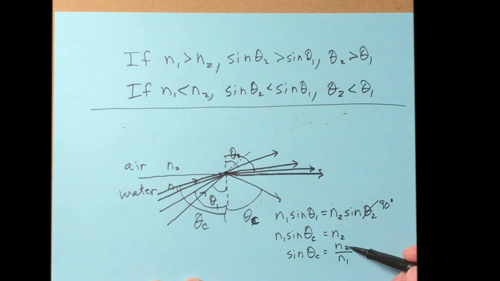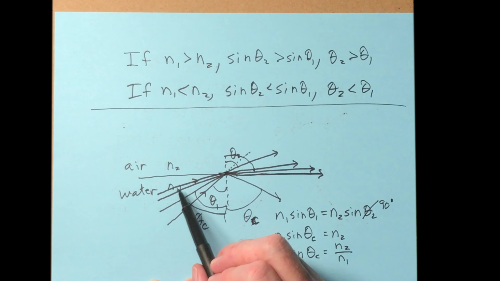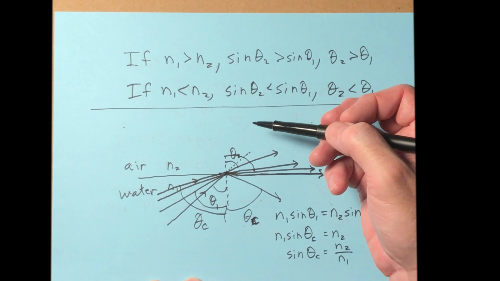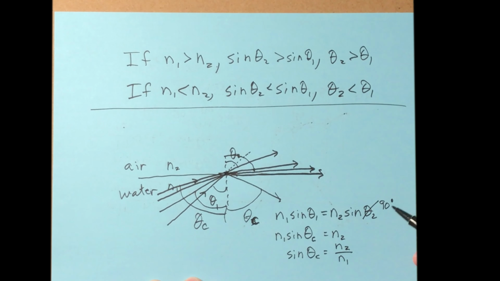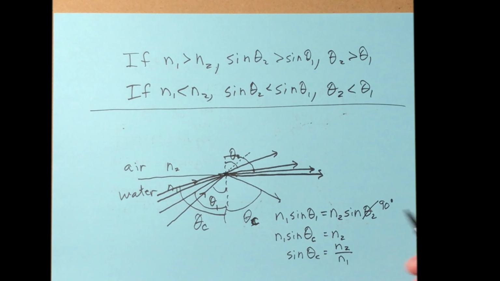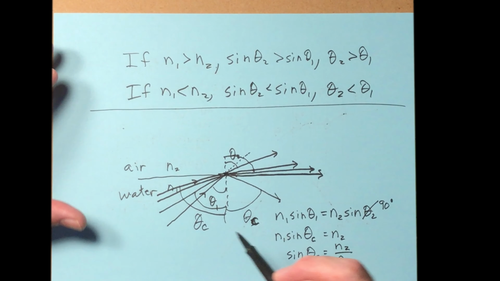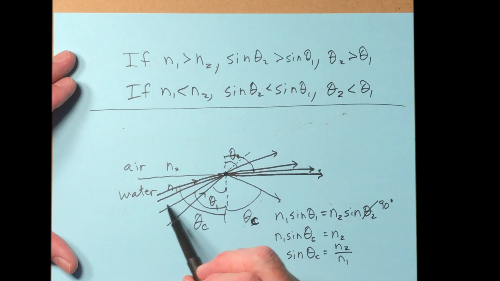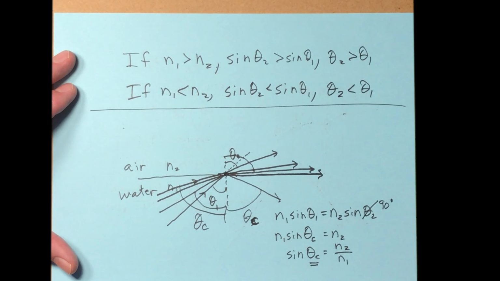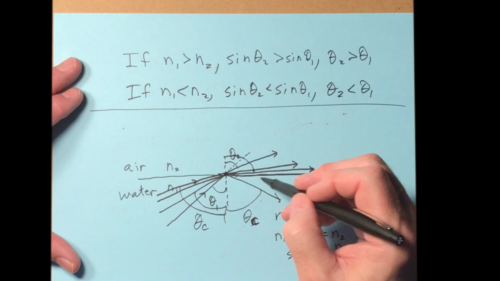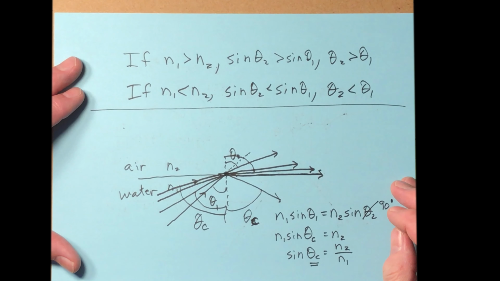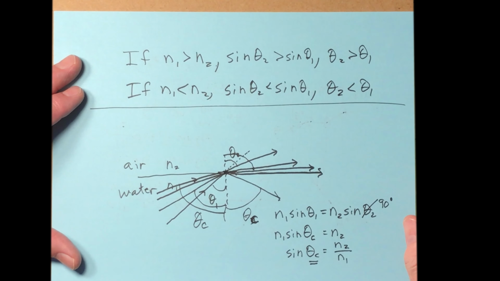So this is only going to work if we're going from something with a high index of refraction to something with a lower index of refraction. And that theta C is called the critical angle. Now, any incident angle that is bigger than theta C is going to cause total internal reflection. There will be no refraction for any angle that is equal to or greater than theta C.